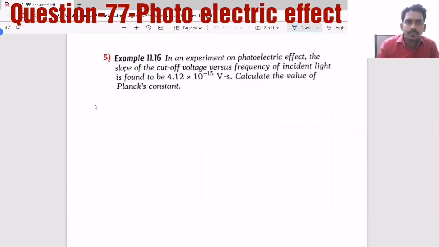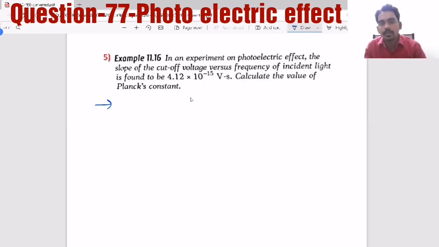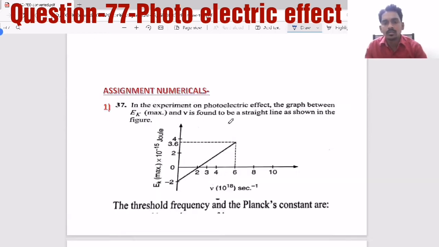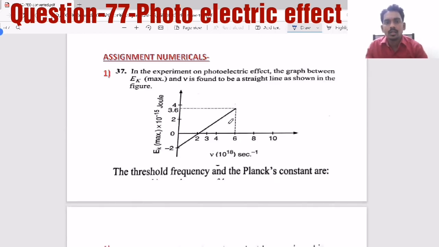Now, one last and final question. In an experiment on photoelectric effect, the slope of the cutoff voltage versus frequency of incident light is found to be a given value. Calculate the value. So it is similar, the same question I think copied. So you understood what kind of questions will come.